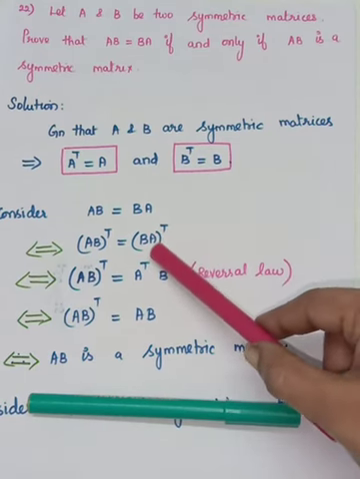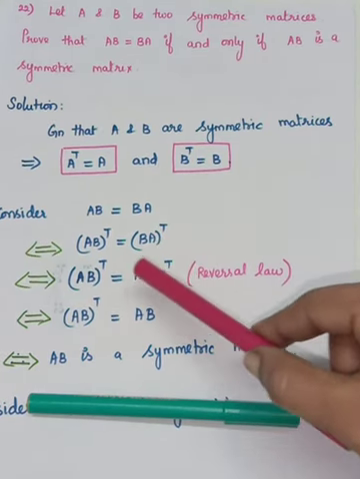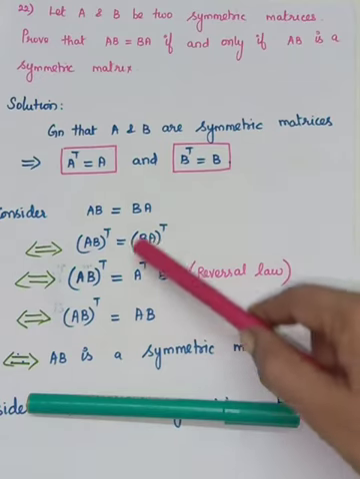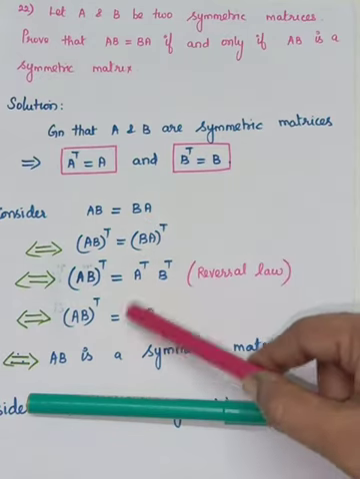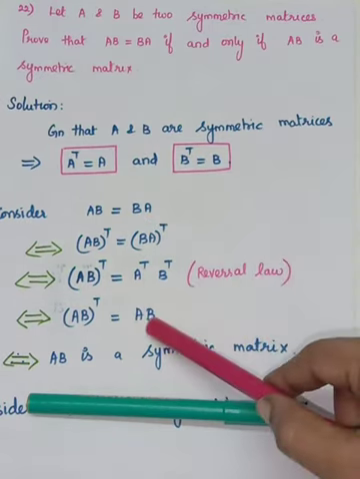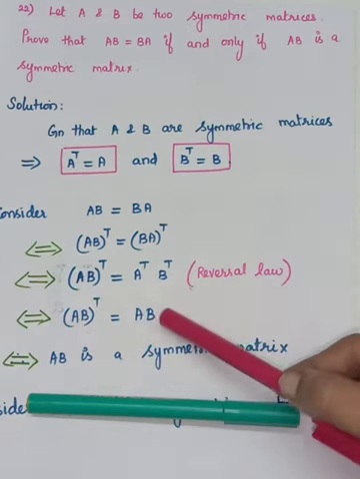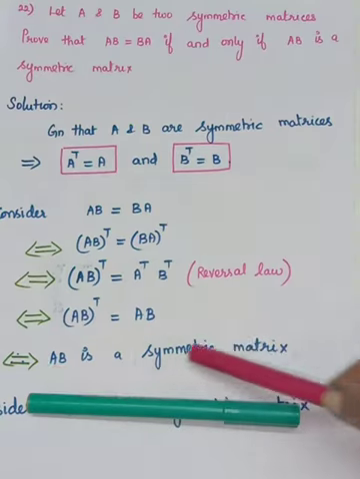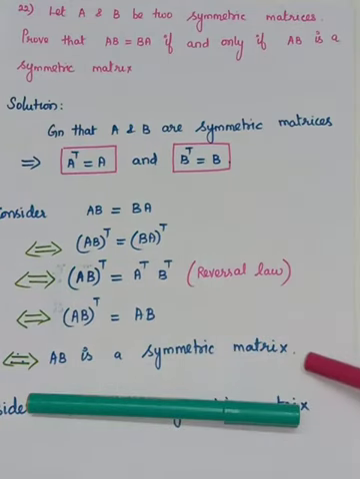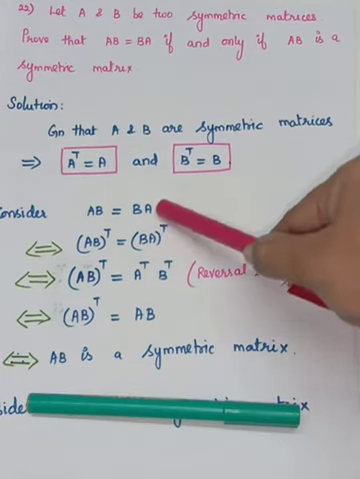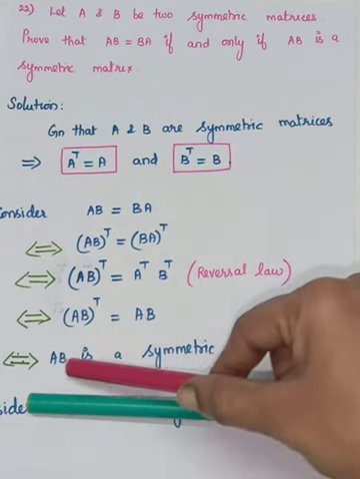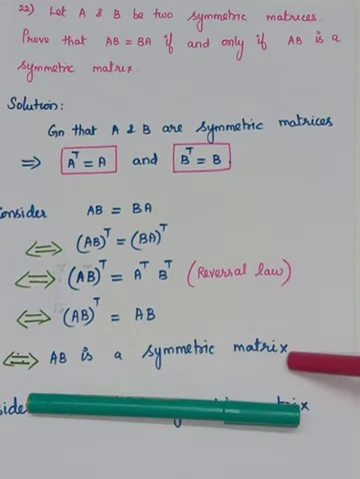But which one should be first? A transpose, B transpose. What is A transpose? It is A, and B transpose is B. So see that AB transpose is AB itself, which means AB is a symmetric matrix. So first I have taken this result and proved that AB is a symmetric matrix. Vice versa also I have to prove.